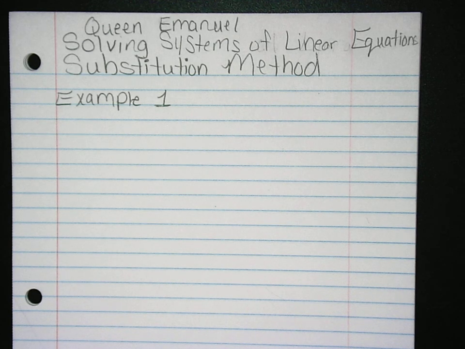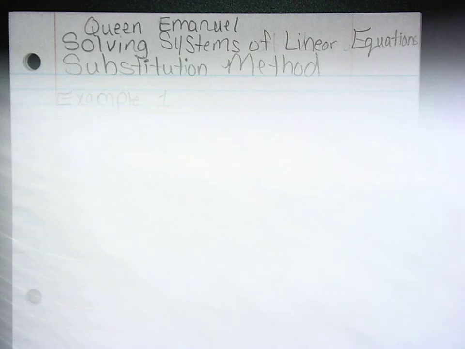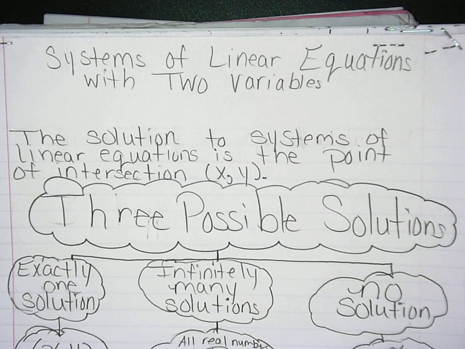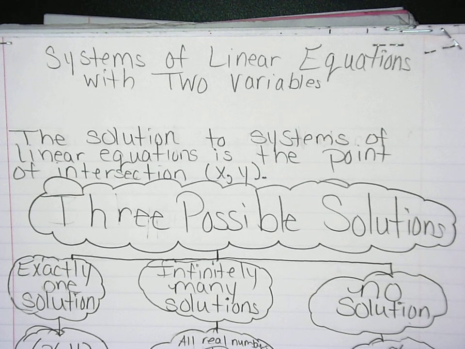Guys, today we're solving systems of linear equations with two variables using the substitution method. I would like to remind you of the kind of answers you may derive. So here we go. There are three possible solutions. I'm going to just slide this up, pause it, read it, write it down.